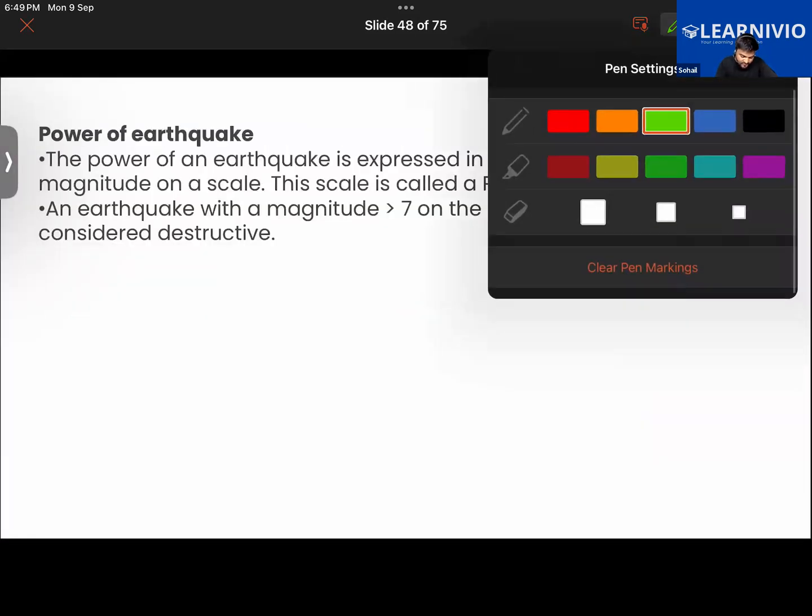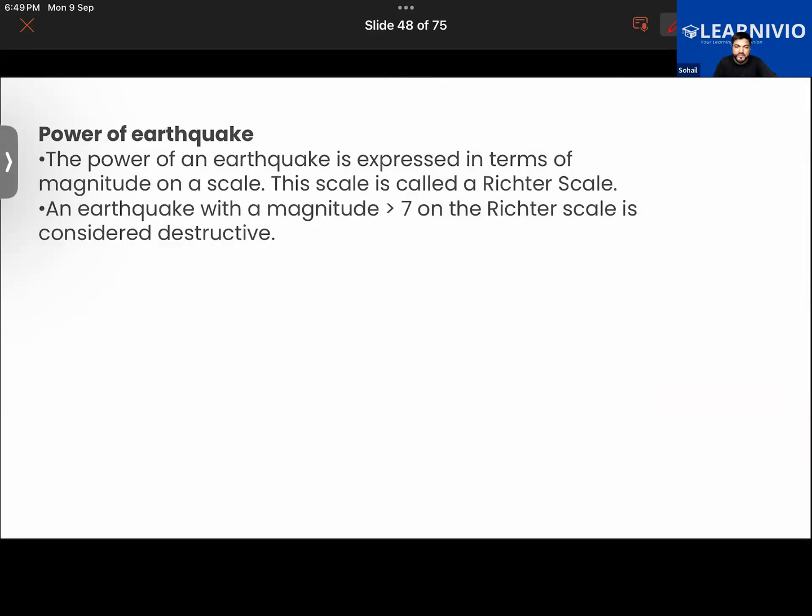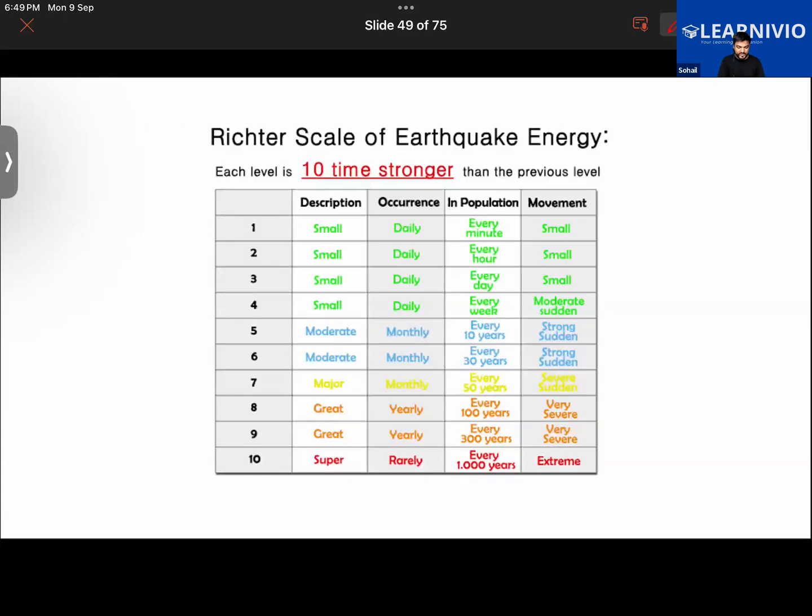Also, talking about the power of the earthquake. The power of the earthquake is expressed in terms of magnitude on a scale, called the Richter scale. An earthquake with a magnitude equal to or more than 7 on the Richter scale is considered destructive. Have a look at this Richter scale. Here you can look at the different numbers like 1, 2, 3 till 10.